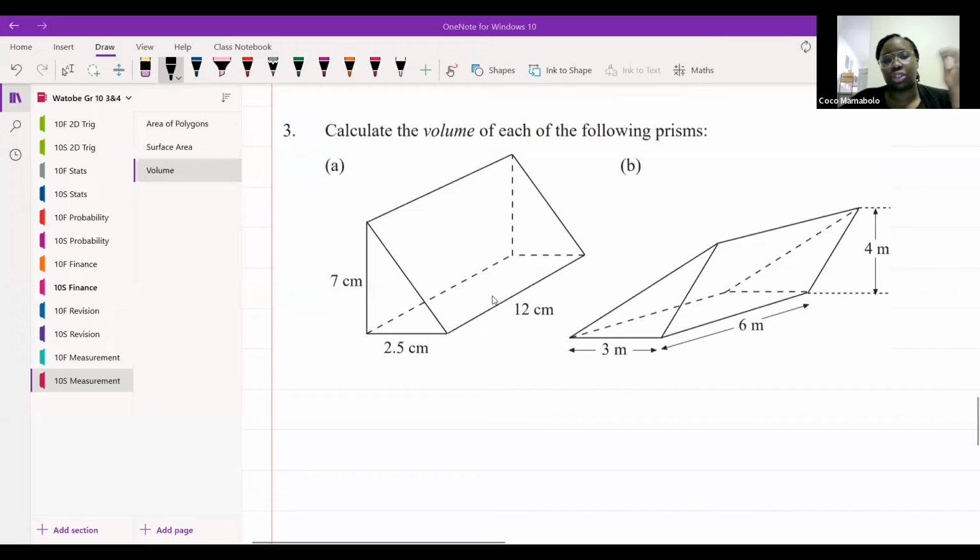Now, I want us to think very carefully about where we're going with this particular question. Okay, now, if we look at this question 3a, I know that the volume of this shape is going to be the area of my base multiplied by my height. But let's first start by talking about the base. In this shape here at A, what is our base? What is our base shape? Tell me, what is the base shape?